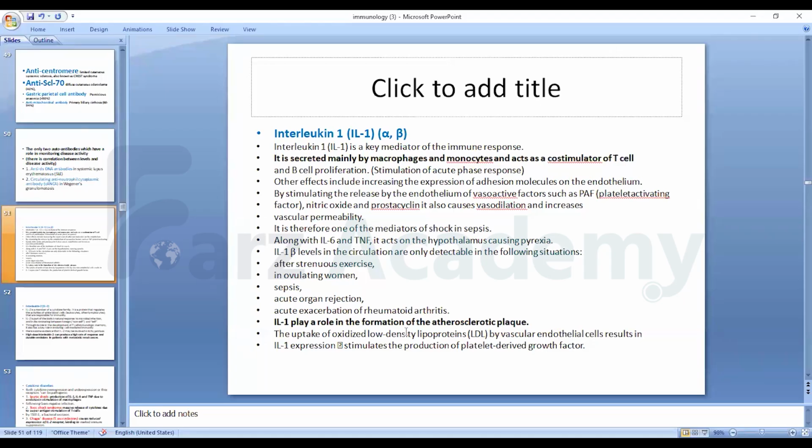Interleukin 1 beta levels in the circulation are only detectable in the following situations: after strenuous exercise, in ovulating women, sepsis, acute organ rejection, and acute exacerbation of rheumatoid arthritis. Interleukin 1 also plays a role in the formation of atherosclerotic plaques. The uptake of oxidized low-density lipoproteins by vascular endothelial cells results in IL-1 expression, which stimulates the production of platelet-derived growth factors.